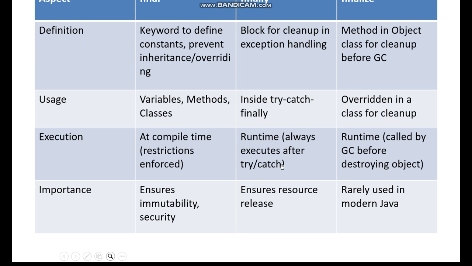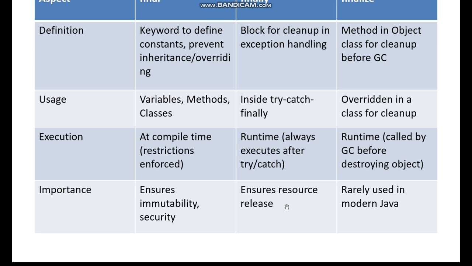But finally is runtime and always executes after try or after try catch. Even if no exception occurs in the try catch, the finally block will be executed. Just remember this, it is runtime. And finalize is also runtime, called by the garbage collector before destroying the object. Final ensures immutability. It is helpful in making classes immutable, and also serves security purposes.